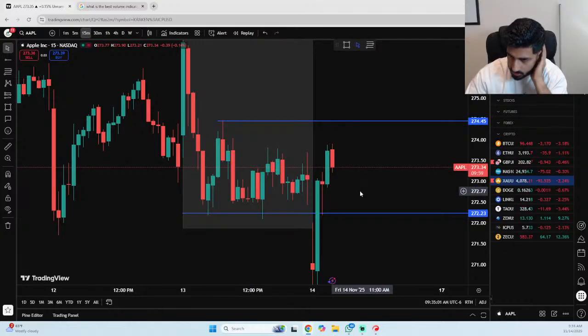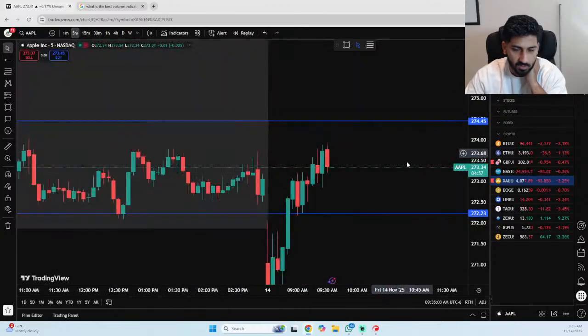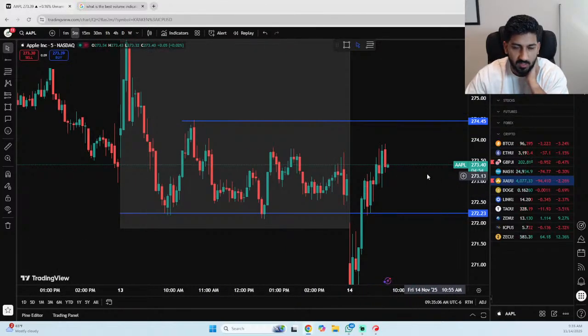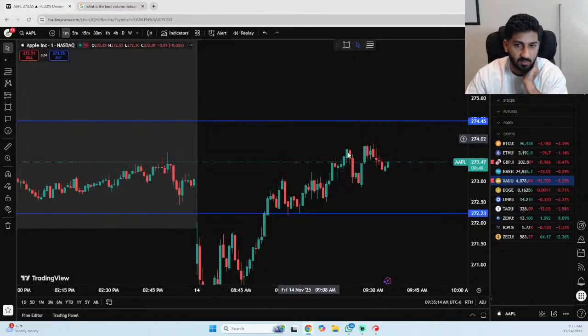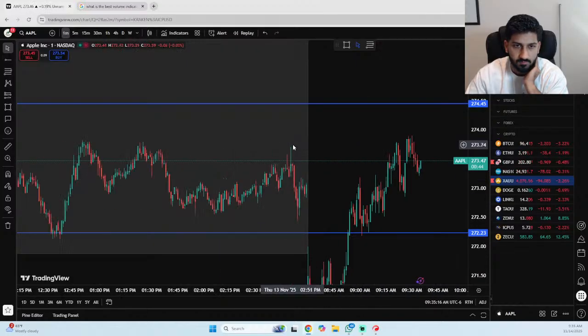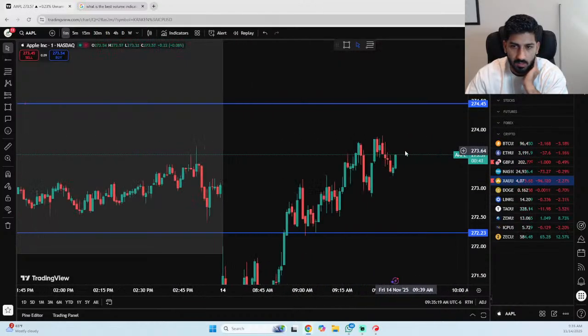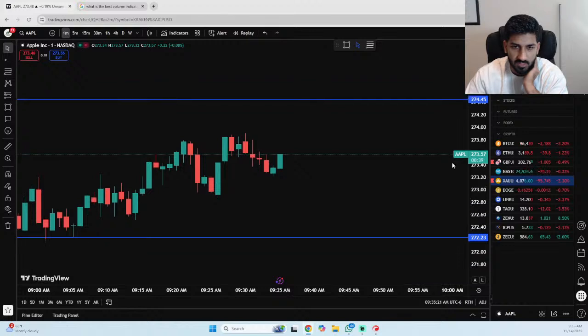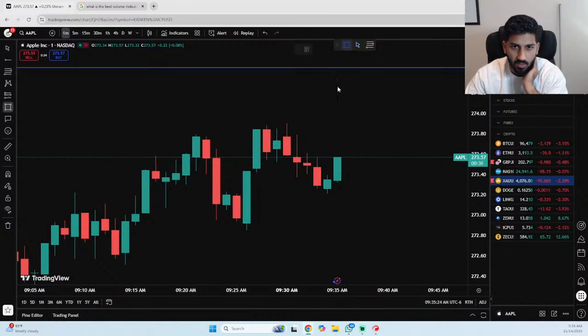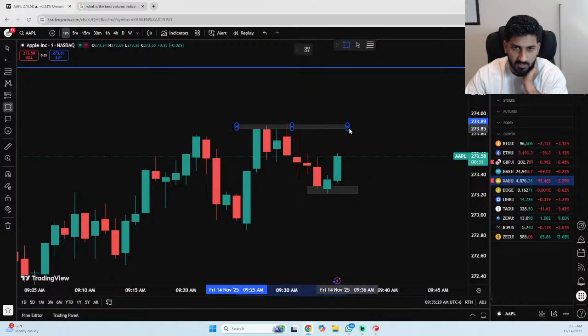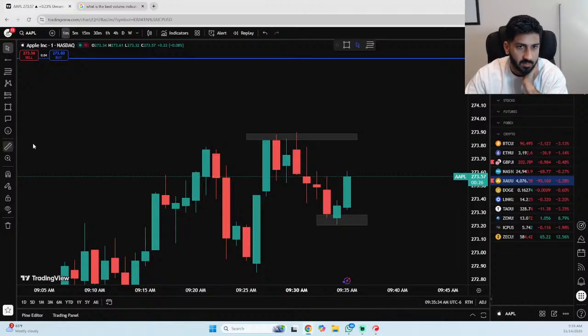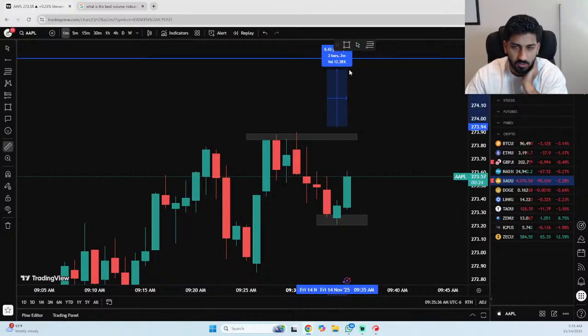Right now it's just consolidating, but I'm sure if we go on a lower time frame within this consolidation, because this consolidation lasted a full day, you have to go to 1 minute, and there we will have a lot of noise. If we take a look at this 1 minute, we have found a support and then a resistance here. So a break above this should continue to push you higher.